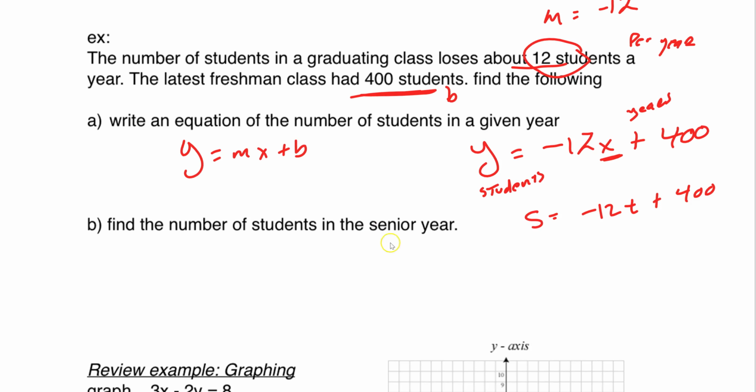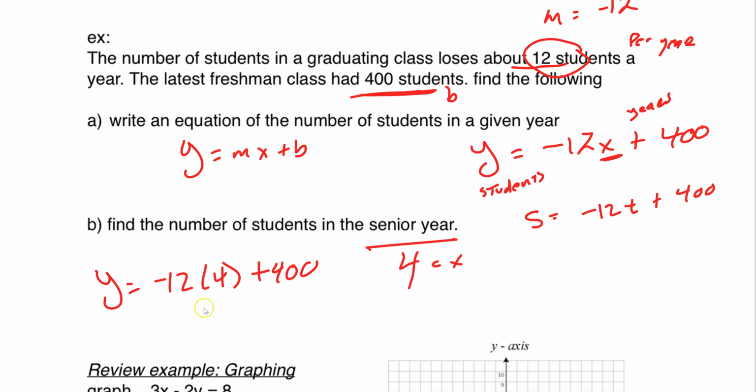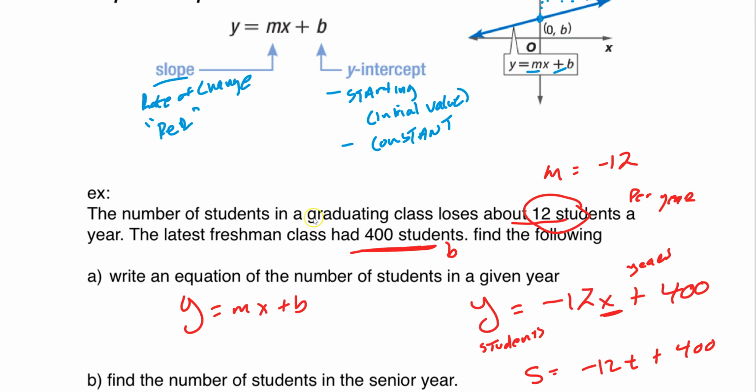Find the number of students in the senior year. So this would be senior before. So that's going to be years, so that's going to be our x. So let's plug it in. Negative 4 times 12 is negative 48 plus 400. And I get 352 students. So start of senior year is only about 352 students. We start with 400.